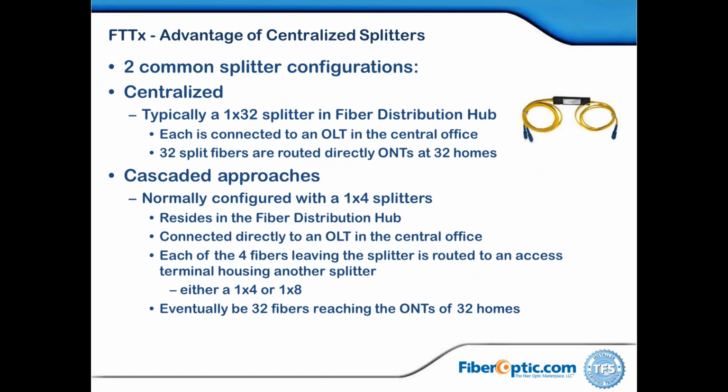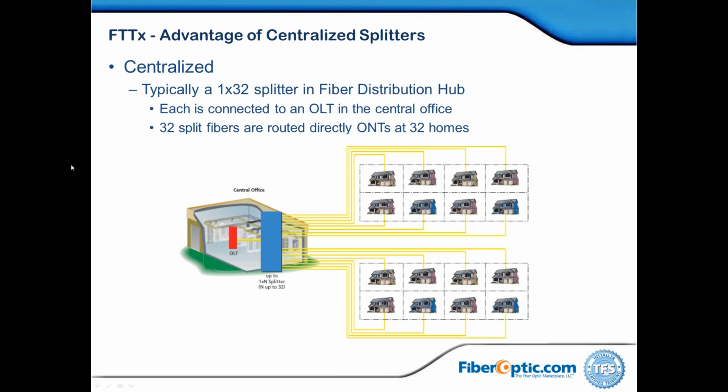But that's the basic. Now, we started out just a few minutes ago with the advantages of centralized splitters. And there are two common configurations, as we said. Central, everything's back at the office, and cascaded, in which they're brought out to the field and split at various convenient points. But eventually, 32 homes can be fed from one single mode fiber.